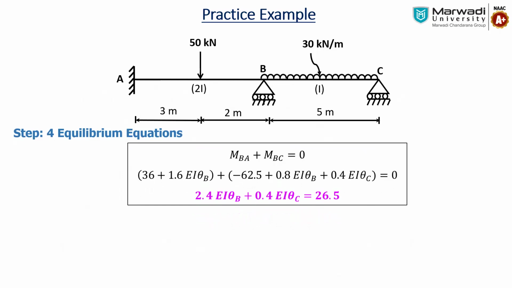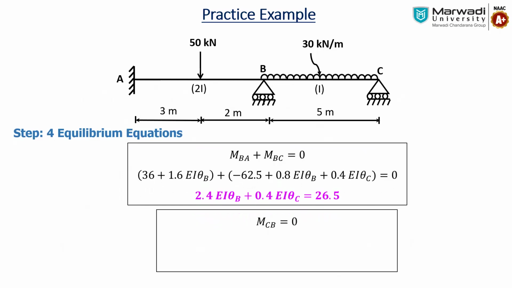Similarly, the second unknown is theta C. With respect to theta C, we have to consider the total summation of the moment at joint C equal to 0. As it is an end support, only one member is connecting, that is CB. So MCB equals 0, and we have to put that equation over here. So the final equation for the second one is 0.4 EI theta B plus 0.8 EI theta C equals minus 62.5.